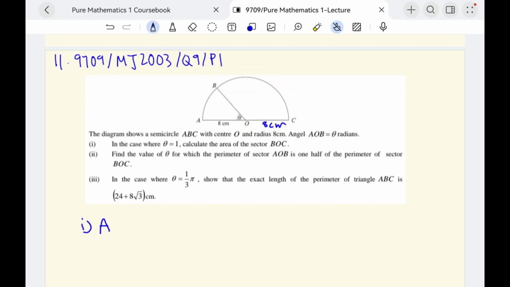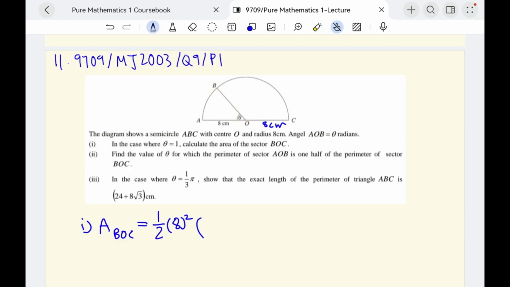So to calculate the area of BOC, you must use the formula of half r squared theta, right? So what is the r? The r is 8, so 8 squared. And what is theta? It is not theta. The actual theta is this angle subtended from A to B. But the angle that we want is subtended from B to C, right?